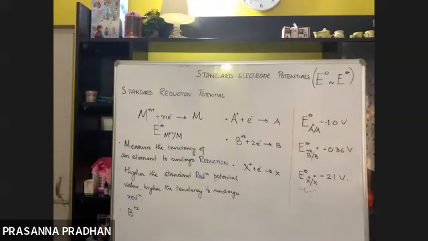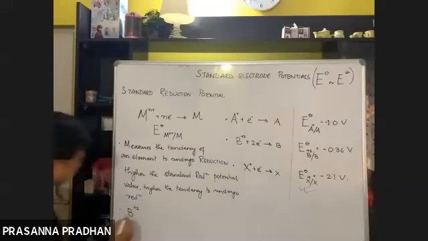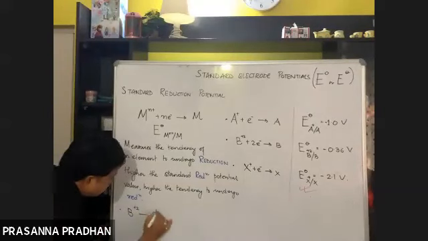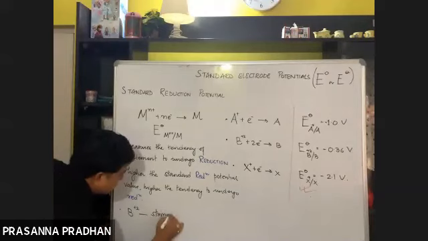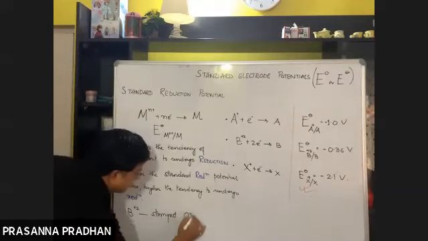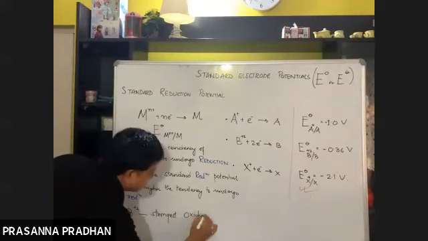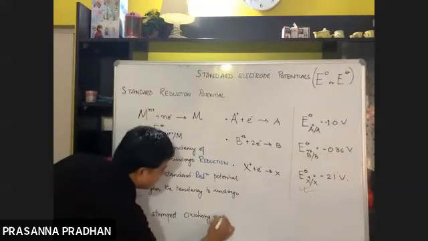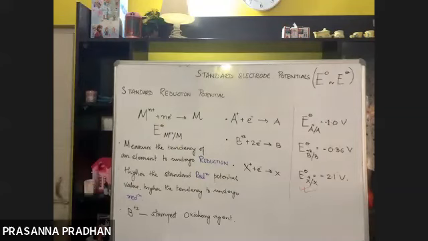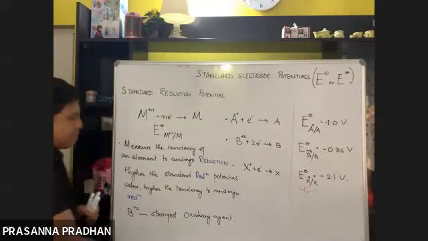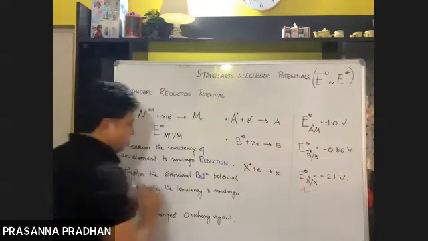So now tell me, which behaves as the strongest oxidizing agent? B dipositive. Okay, B dipositive behaves as the strongest oxidizing agent. The one which has the highest tendency to undergo reduction behaves as the strongest oxidizing agent. Fine. So you need to understand this concept. Now, B dipositive behaves as the strongest oxidizing agent.